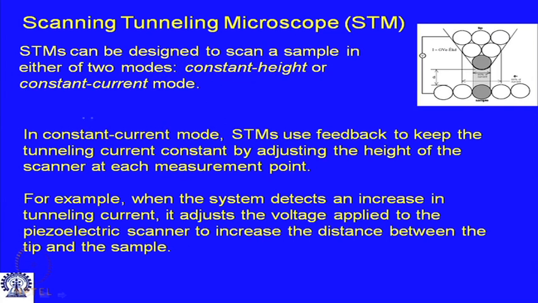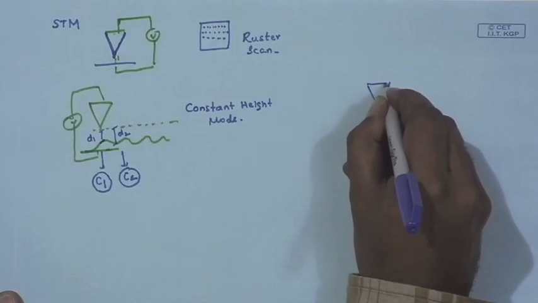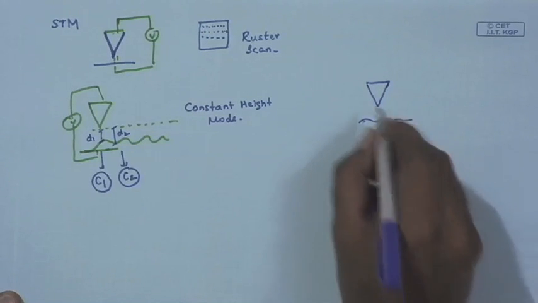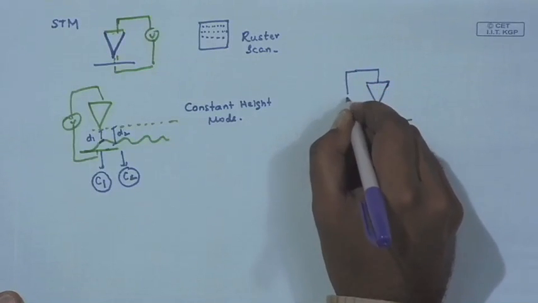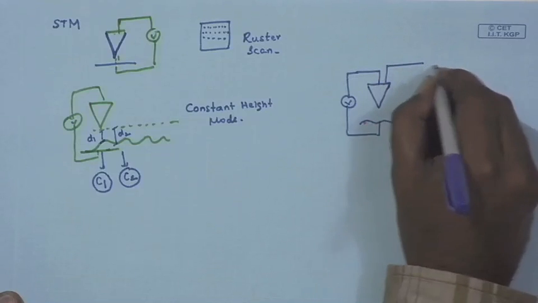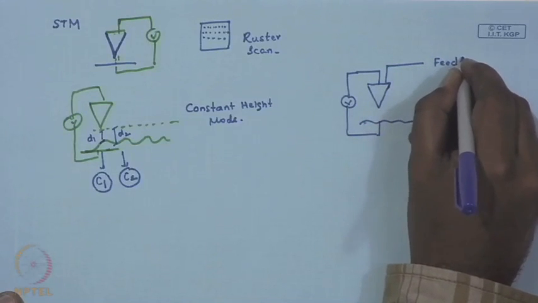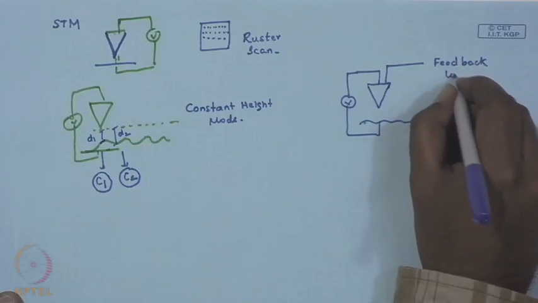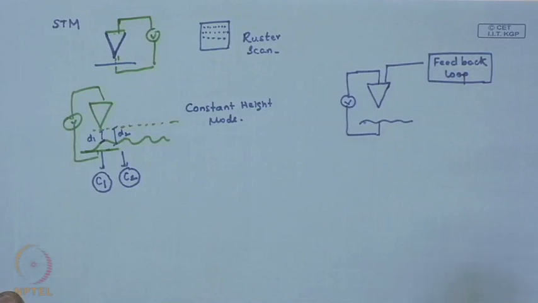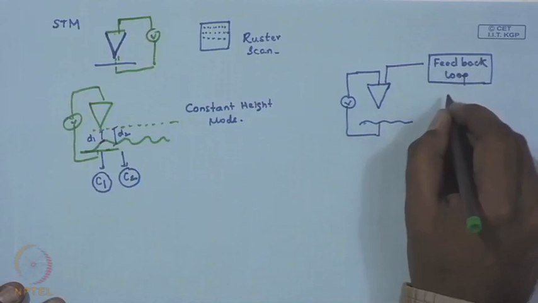The other mode is the constant current mode, in which the STM now uses a feedback loop. Okay. So, in addition to the hardware we have already talked about, you have a tip, you have a conducting surface, you apply a bias, and you also have a feedback loop. This is important, and you are all chemical engineering students, so you all understand what a feedback is.